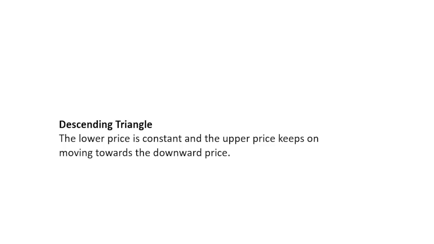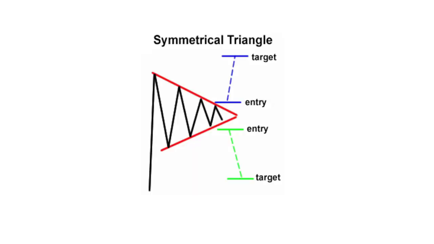So just a quick recap on descending triangle. We've said the lower price is constant and the upper price keeps on moving towards the downward price. So this takes us to our next pattern, the symmetrical triangle, right?